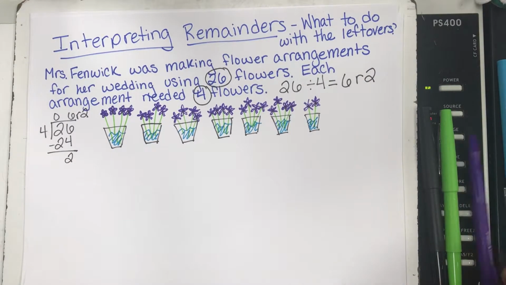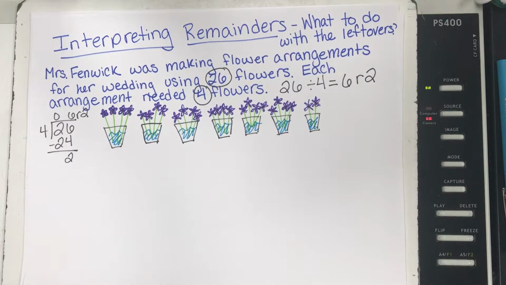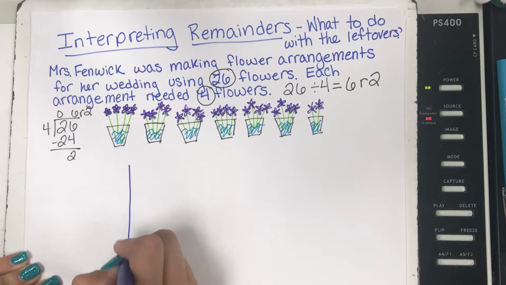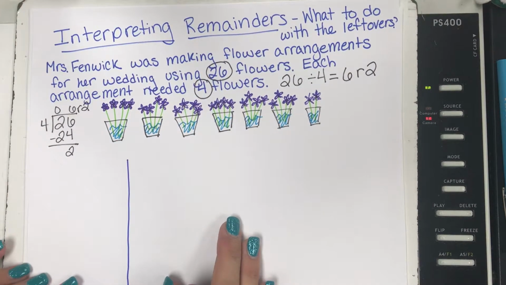Now, if I say 26 flowers divided by 4 is 6 remainder 2, that doesn't really tell me anything. It doesn't give me a real answer, and that's what I'm getting at whenever we talk about interpreting remainders. There's 3 things you can do whenever you interpret your remainders. Okay? I'm talking about remainders here, remember.